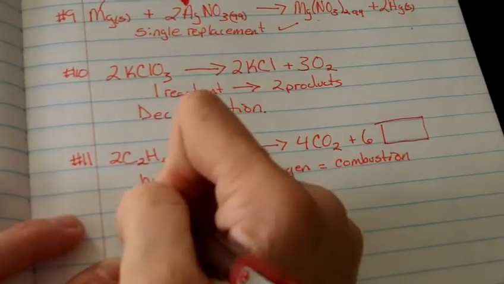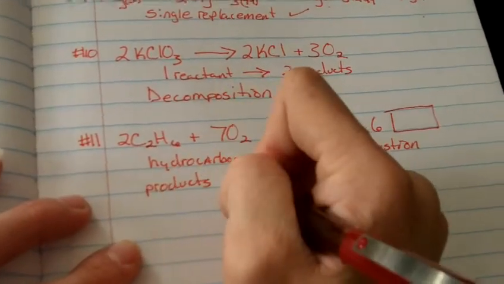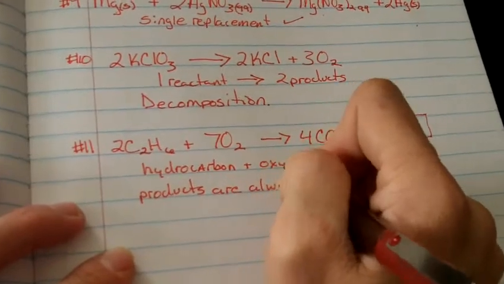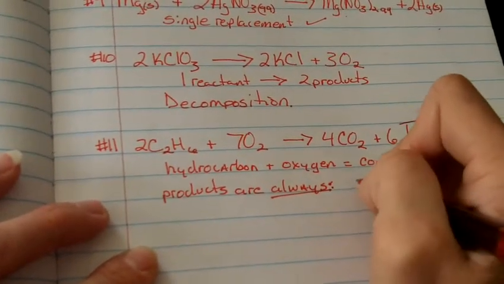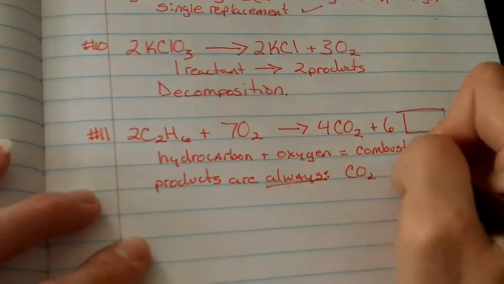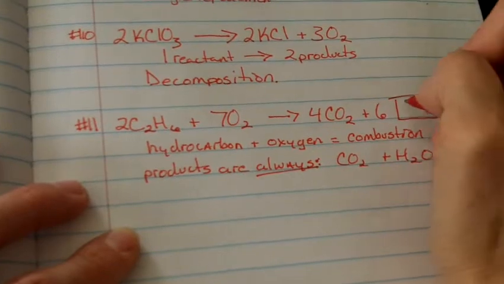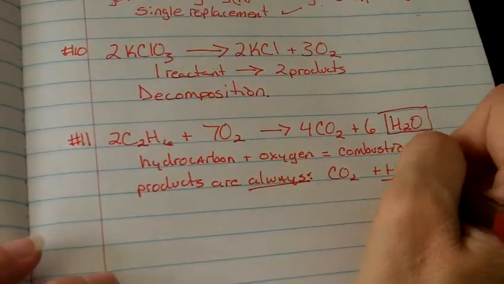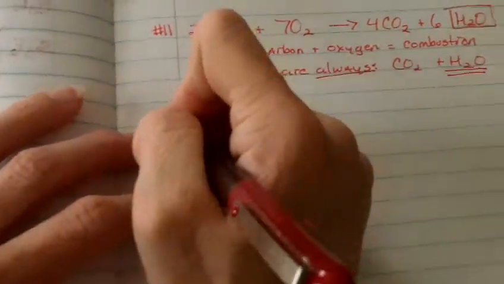And we also know that the products of a combustion reaction are always CO2 and H2O. So that's what we're writing in this blank. Always CO2 and H2O. Number 12.